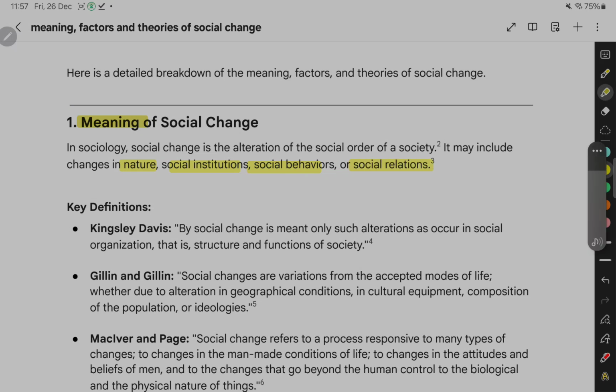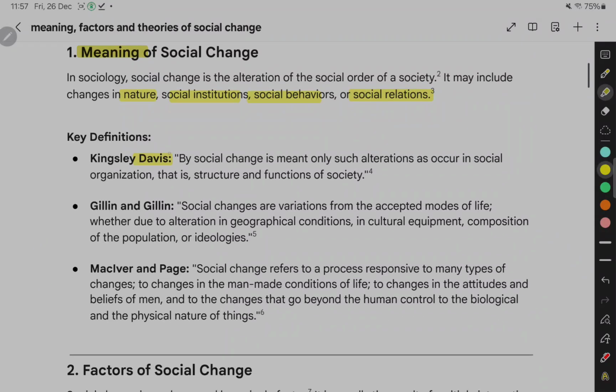Key definitions. Kingsley Davis: By social change is meant only such alterations as occur in social organization, that is, structure and functions of society. Gillen and Gillen: Social changes are variations from the accepted modes of life, whether due to alteration in geographical conditions, in cultural equipment, composition of the population, or ideologies.